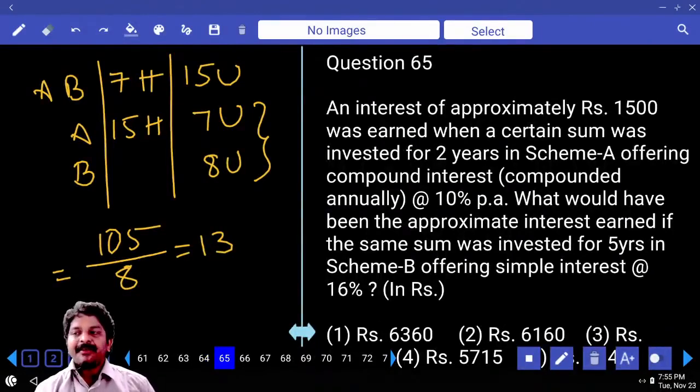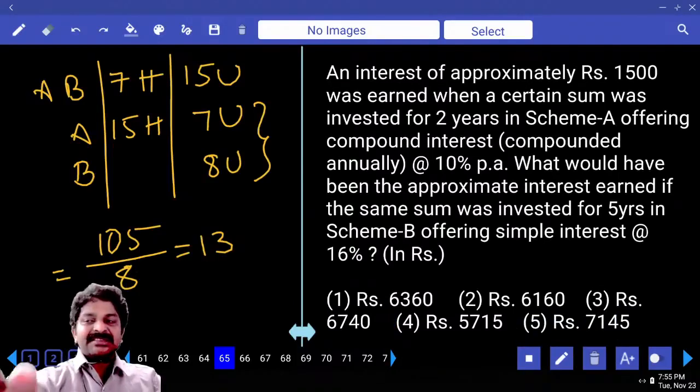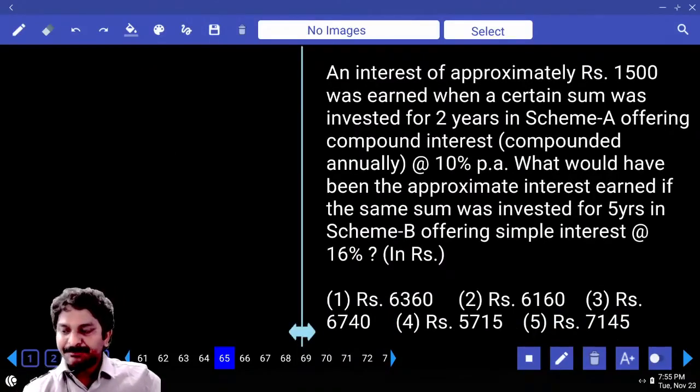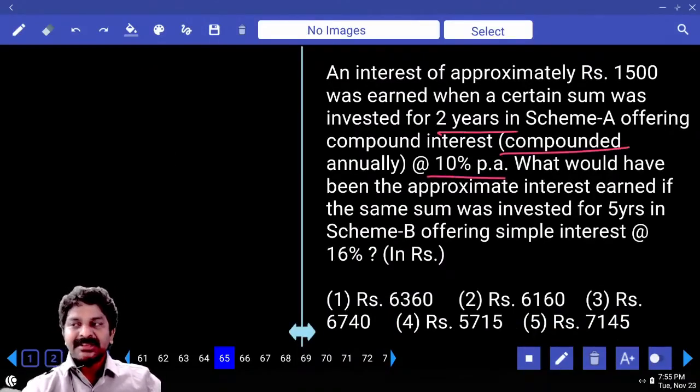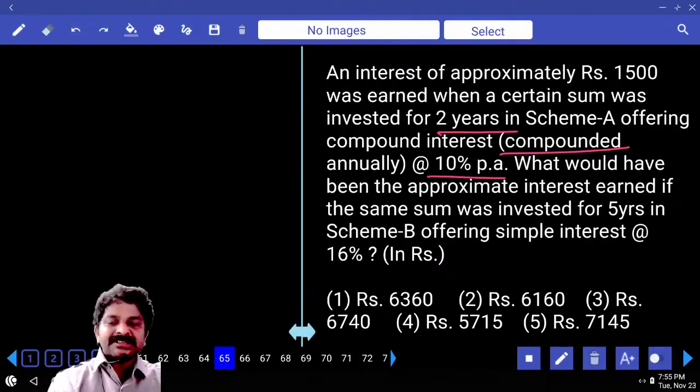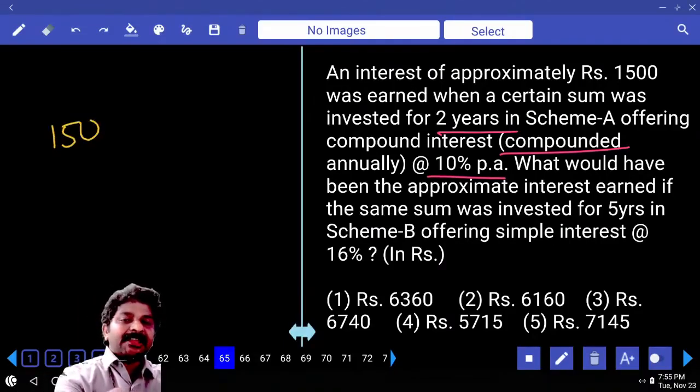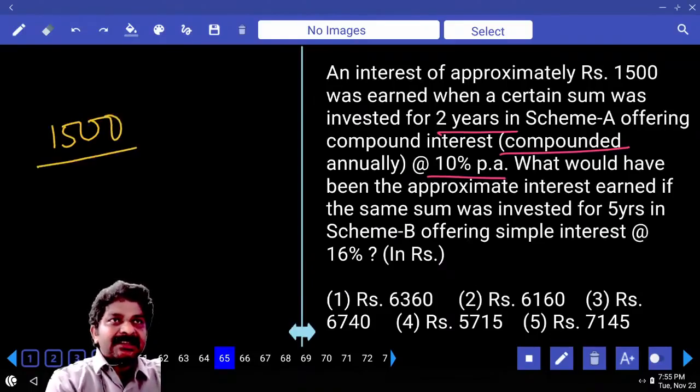An interest of approximately 1500 was earned when a certain sum was invested for 2 years in scheme A offering compound interest at 10% per annum. What would have been the approximate interest earned if the same sum is invested for 5 years in scheme B offering simple interest at 16%? In scheme A, at the rate of 10% per annum, compound interest for 2 years is 21% only. How much interest was there? 1500 is equal to 21%. 1% is equal to 1500 divided by 21.